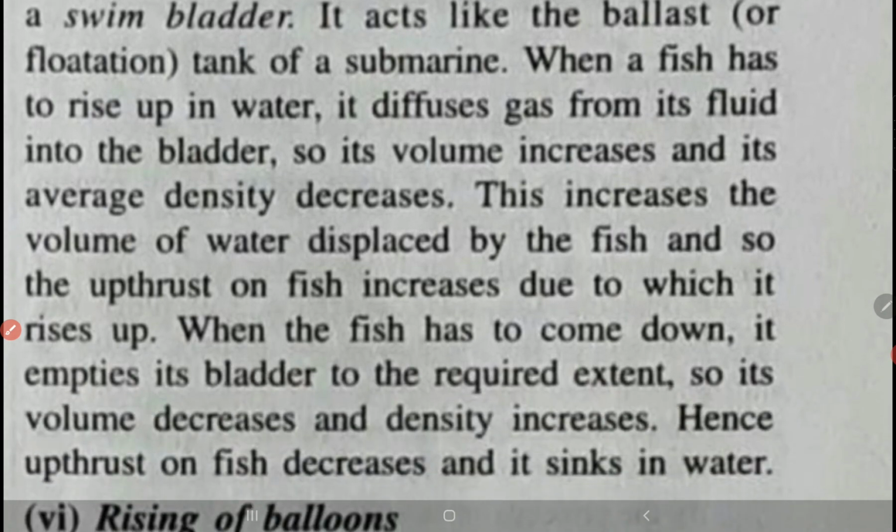When the fish has to come down, it empties the bladder. Now the volume decreases. As the volume decreases, the upthrust also decreases, and the average density of the fish increases. So its volume decreases, density increases. All this will result in lessening the upthrust on the fish and the fish can descend down in water.